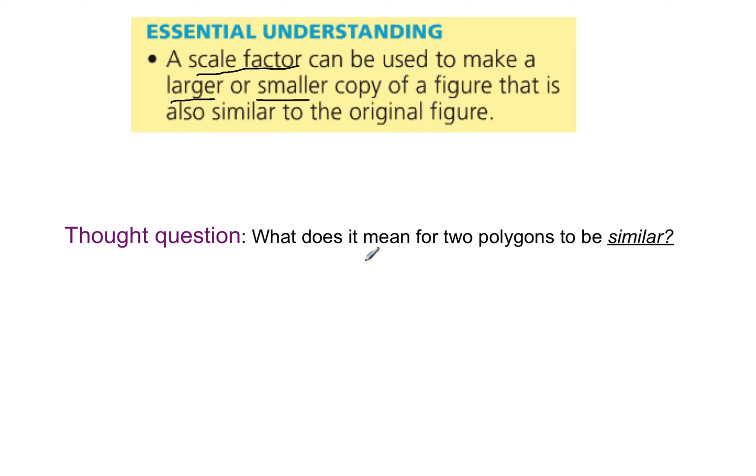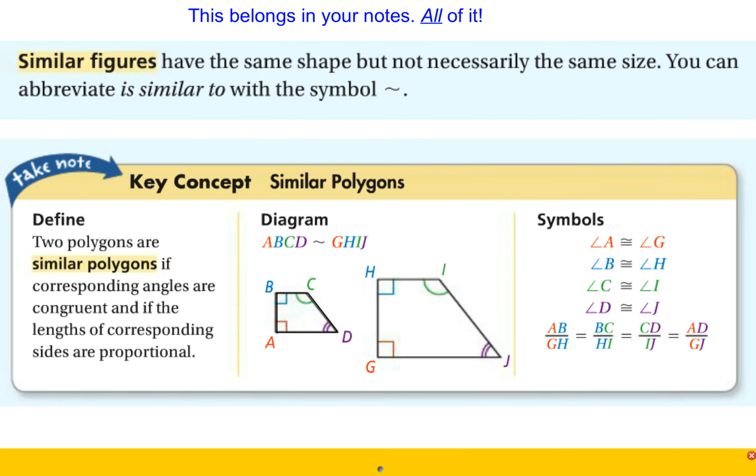So what does it mean for two polygons to be similar? That is the question. What does it mean when two polygons are similar? We'll talk in more detail about similarity, but the key concept needs to be down in your notes. So let's take this down. If you need to put your player on pause, go right ahead, but please take this definition down and everything that is on the screen. If you'd like to listen to this first and then take it down, perfectly fine.